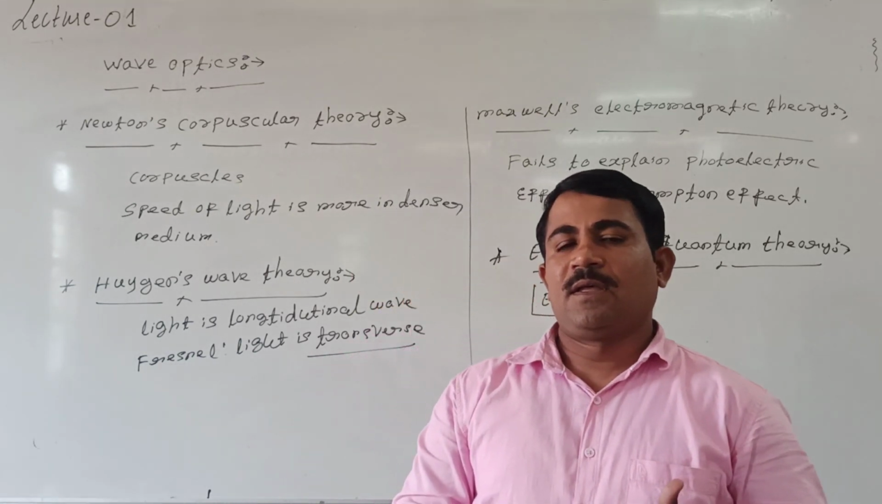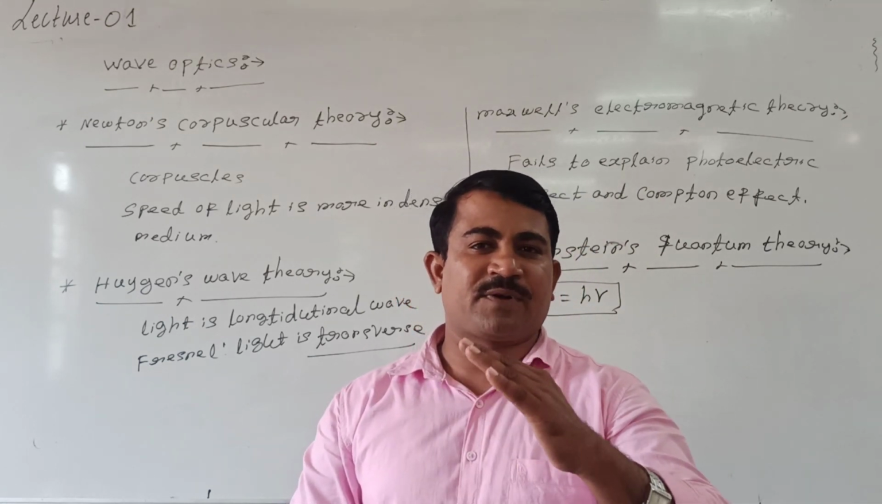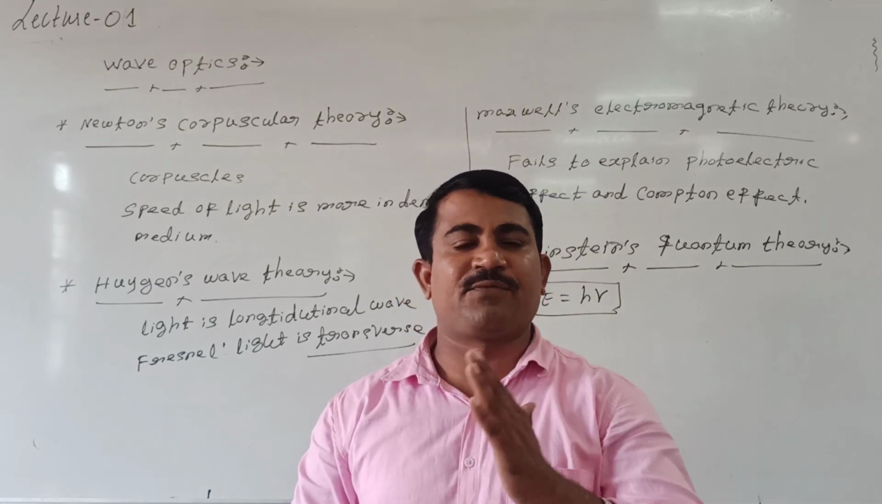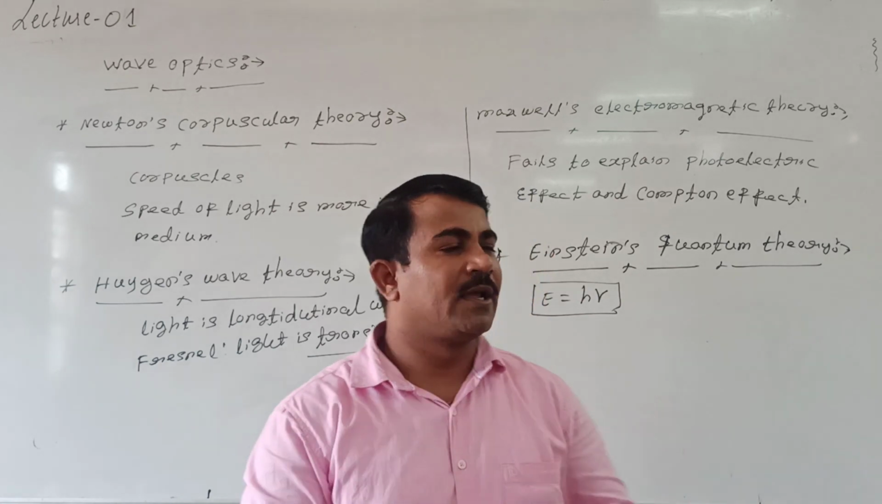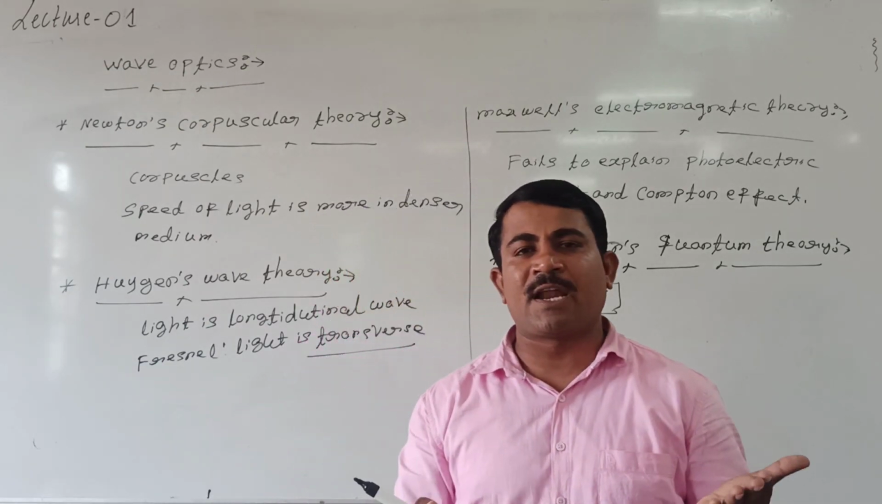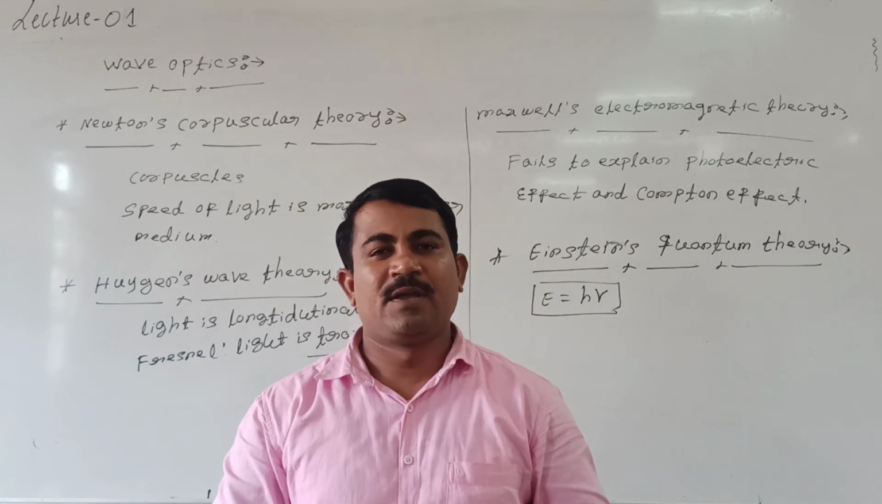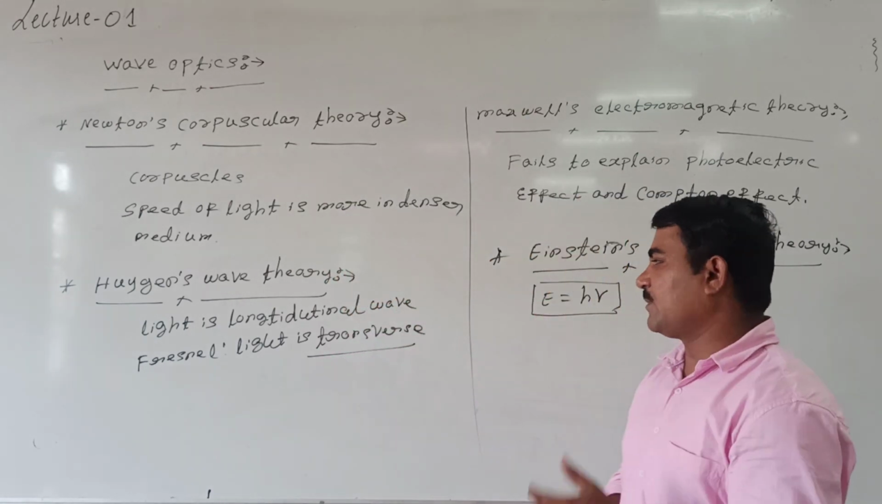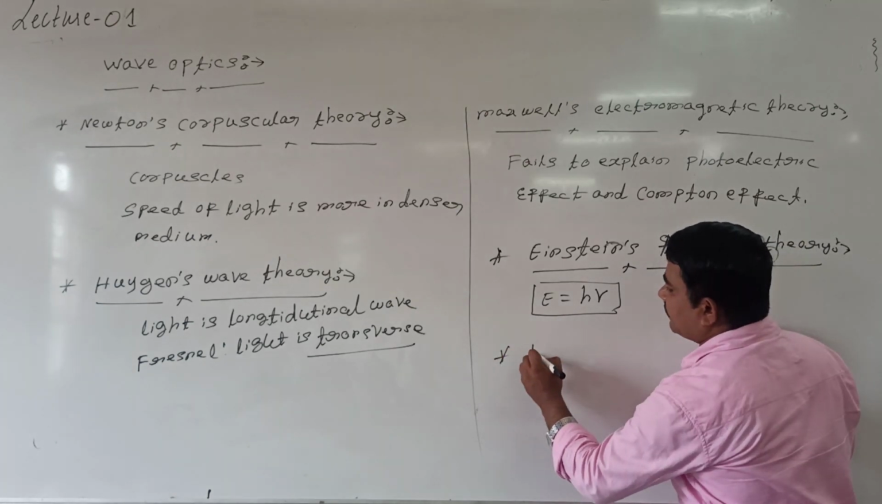But Einstein's quantum theory does not explain interference, diffraction, polarization, along with refraction and reflection of light. So Einstein's quantum theory has a lot of limitations, other than explaining the photoelectric effect and the Compton effect. Then the last theory concerning the nature of light is de Broglie's dual nature of light.